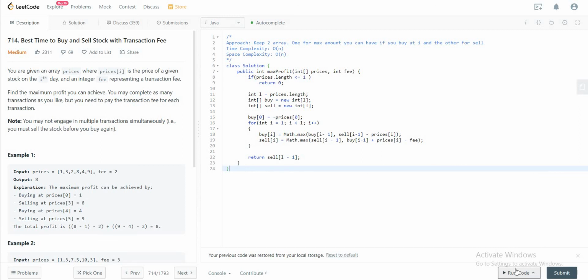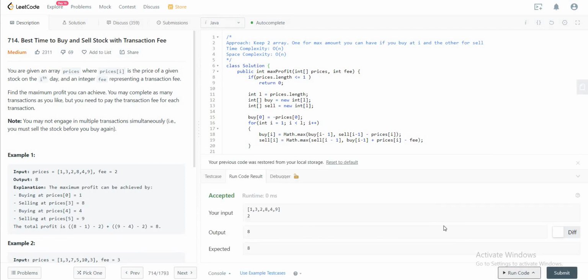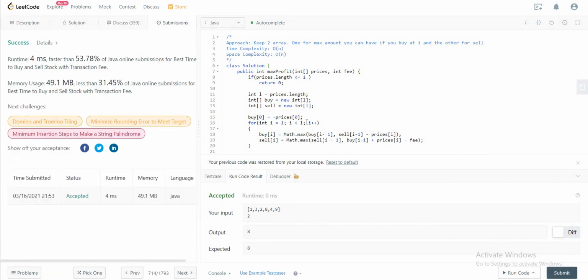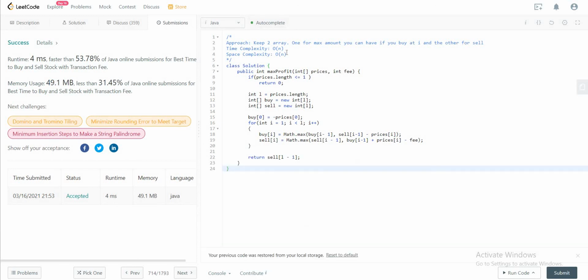So let's quickly compile this and see if it's okay. The first test case is okay. Everything else is okay as well. Awesome. So let's quickly talk about the space and the time complexity. The time complexity of the entire solution is O of n, since we are iterating through all of the values in the array. The space complexity is also O of n, since we are initializing two arrays that occupy the same space as prices for buy and for sell.